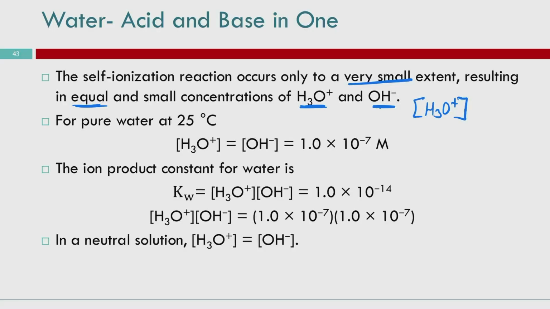So if it's just water, our concentrations of H3O plus and hydroxide are the same. And in pure water at 25 degrees Celsius, that's always what it's going to be in this class, that amount is 1 times 10 to the minus 7 molar. So like a 10 millionth-ish of a molar. Very small amount.